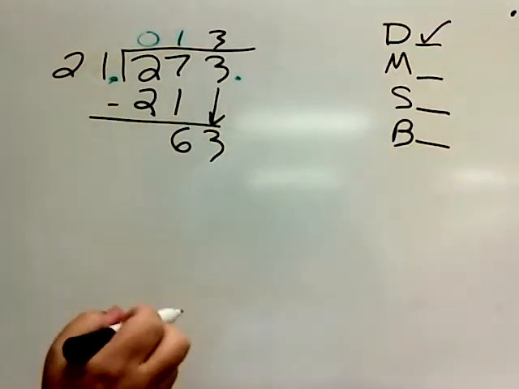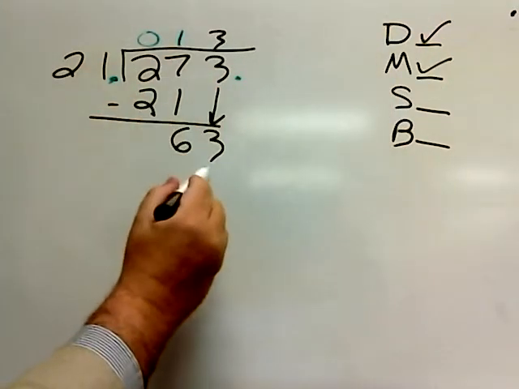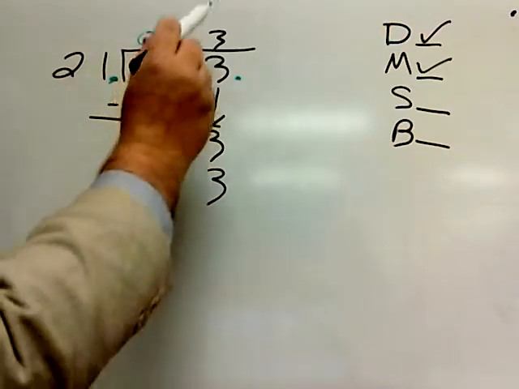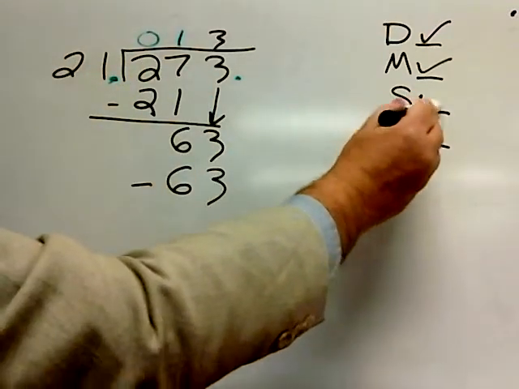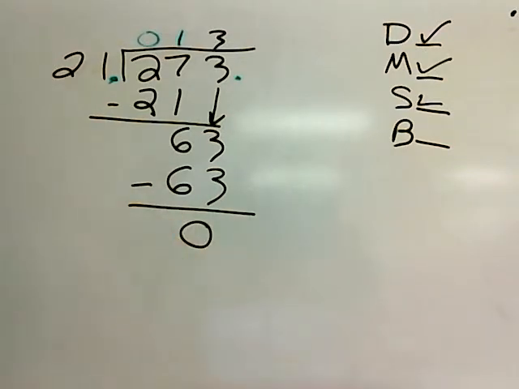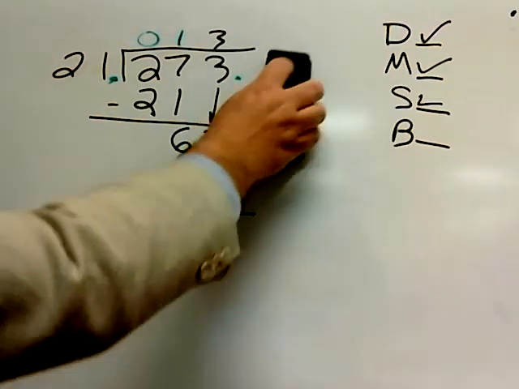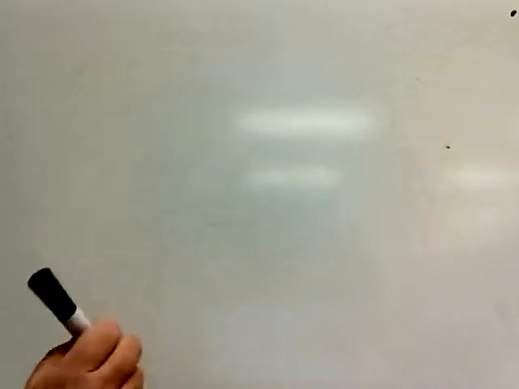So, I just divided. My next step is to multiply. 3 times 1 is 3. 3 times 2 is 6. If you subtract, you'll end up with 0. Let's try another one. This time, once we get the numbers written down, I'd like for you to stop the video and try it by yourselves.